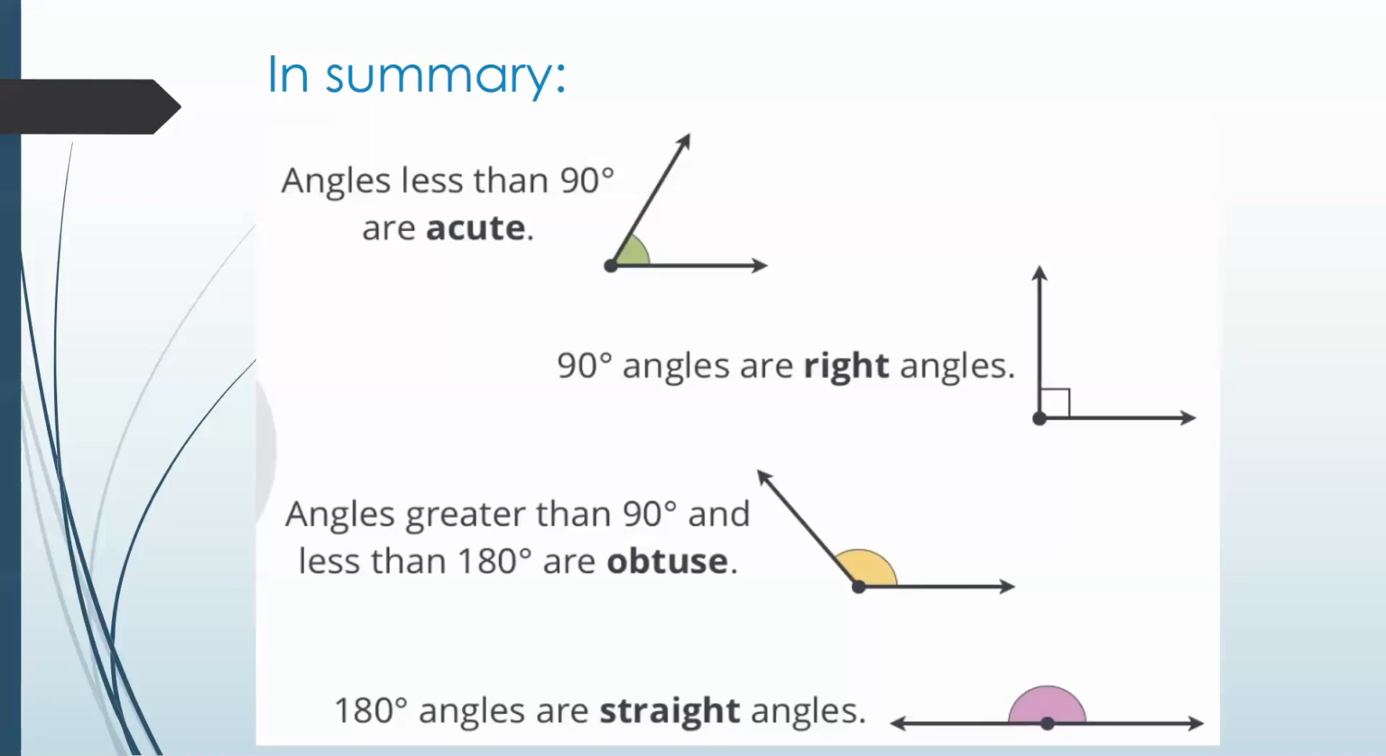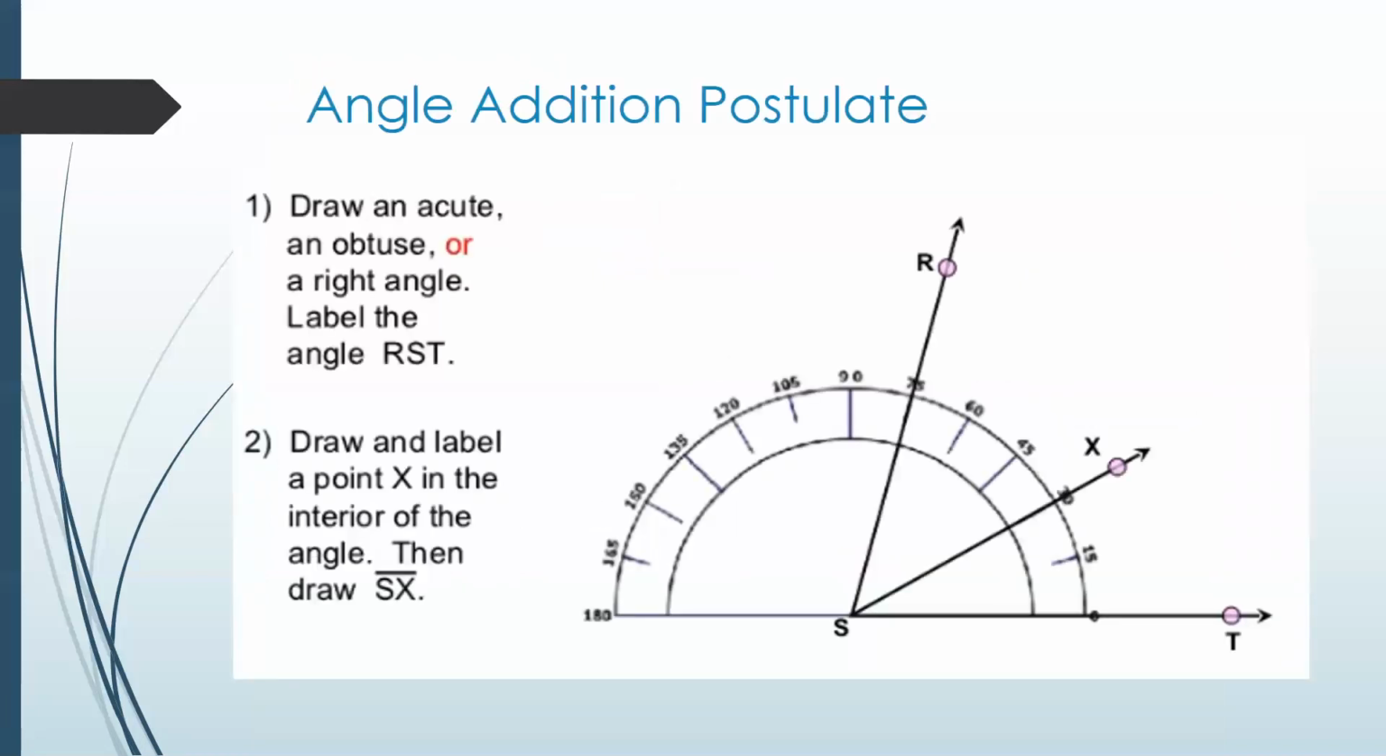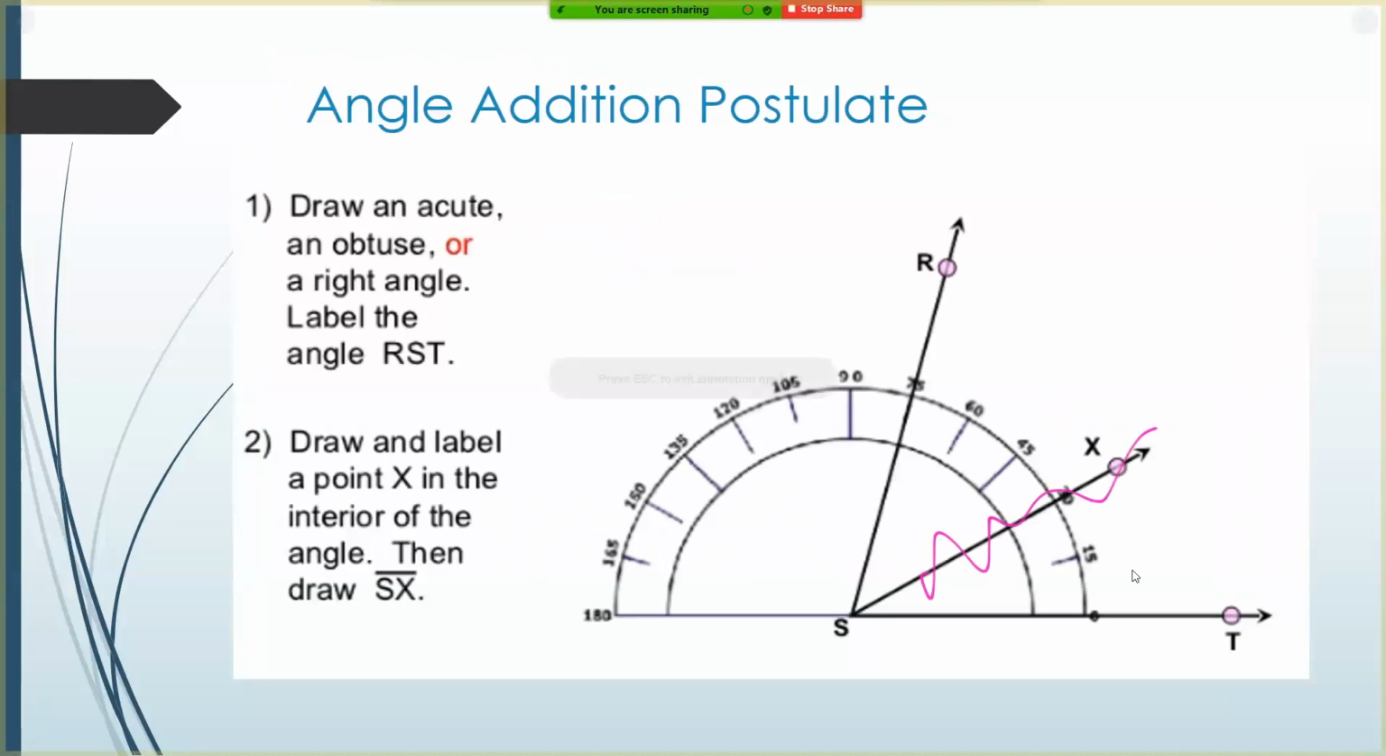So you're going to draw an angle. It can be acute, obtuse, or a right angle. And then you're going to label it R, S, T. Don't worry about this middle thing yet. So you're going to draw an angle, R, S, and T. S has to be the end point of your two rays.